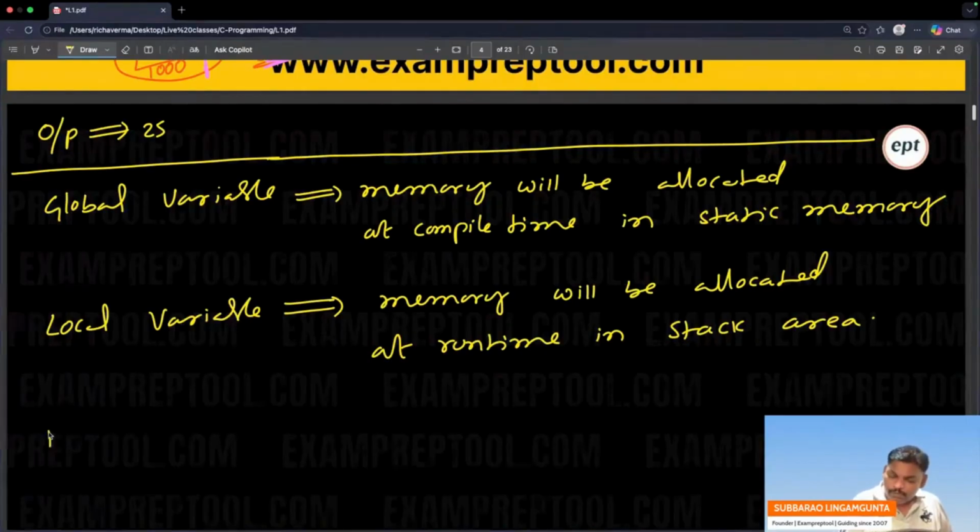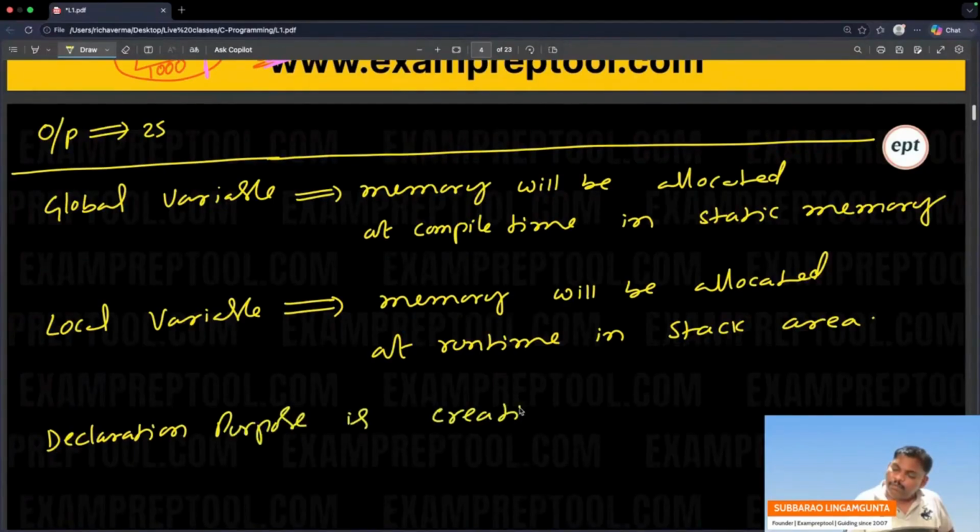Next, declaration purpose, creating memory.